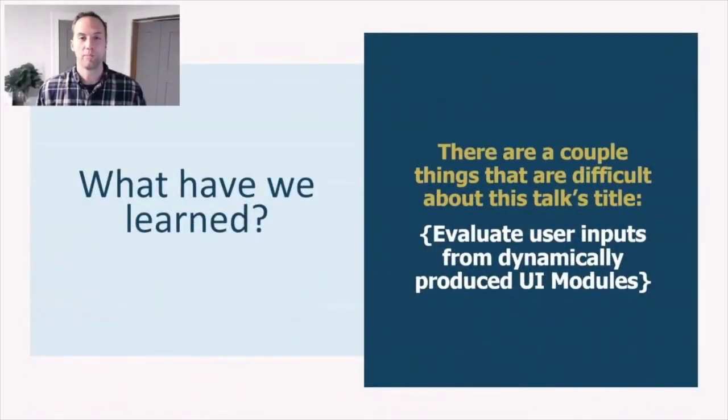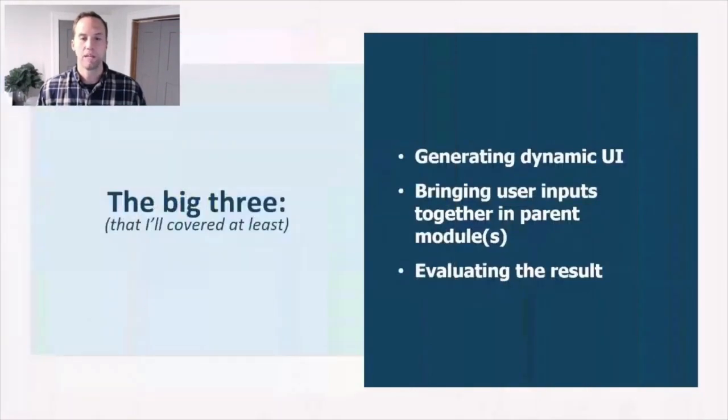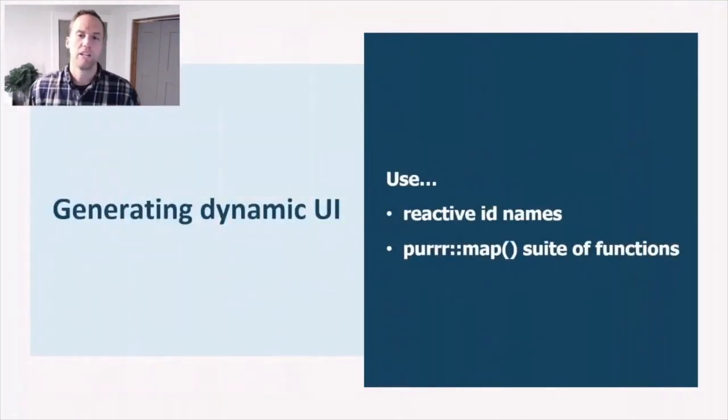So what have we learned? Previously, we mentioned that there were a few things that were difficult about today's topic, and those being the big three. First, generating dynamic UI. Next, bringing together user inputs in a meaningful way from those dynamic user interface elements. And then, of course, evaluating all the results into executable R code. So first, let's talk about generating UI. We were able to accomplish this rather easily just by making a reactive set of ID names based off of the total number of groups we desired in our new column. And then we used the map suite of functions extensively in order to create those input IDs one by one.